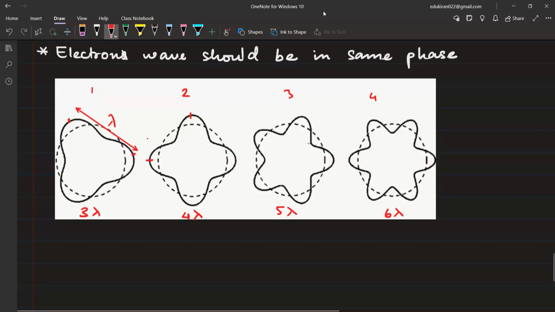Now, one more thing: all of these wavelengths, all of these lambdas, lambda is just length, right? So if I pull this string down a bit here, and pull this string up a bit here, then you can see that these waves are nothing but the circumference of the circle, the circumference of the orbit. Correct? Yes or no?